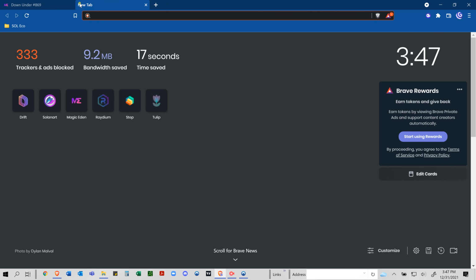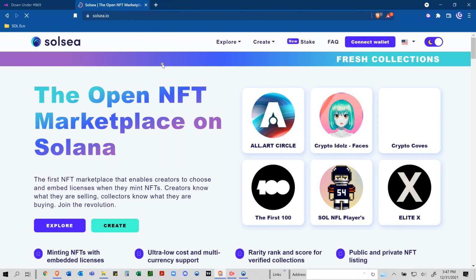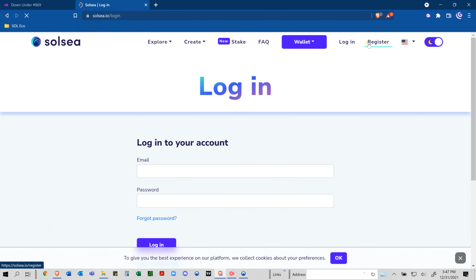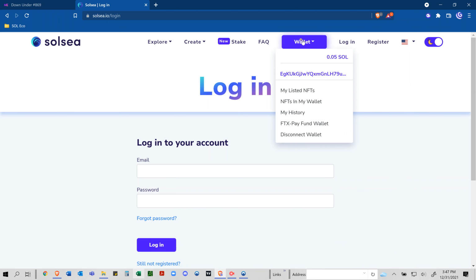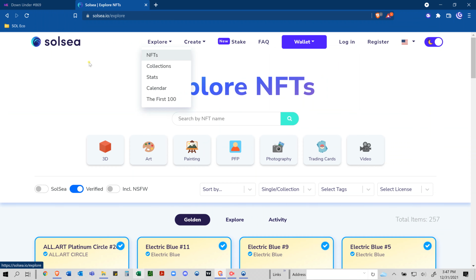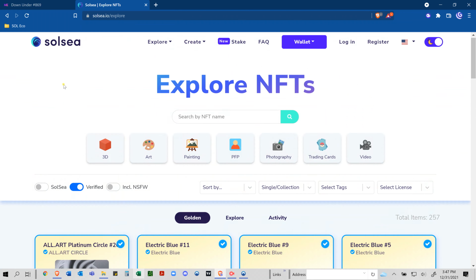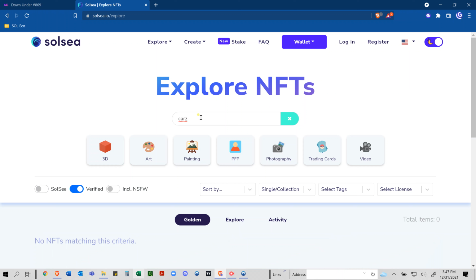So these Lambos are unverified on Magic Eden. But if I go to SolSea, SolSea has verified it. Unfortunately, I have to log into an account here. I don't remember my password or anything, and I'm not going to search for it. But you can connect your wallet and then look at, let's see here. I have to log in first to do any of this stuff. But you can still explore NFTs, same type of thing. Let's see if we can find.